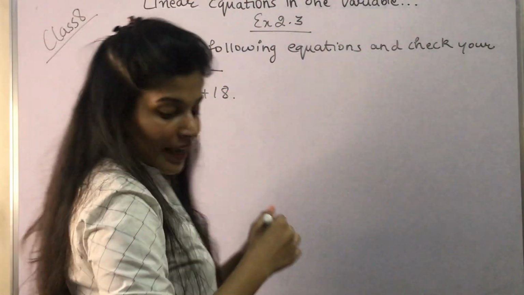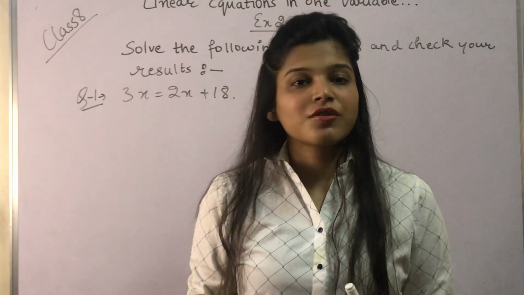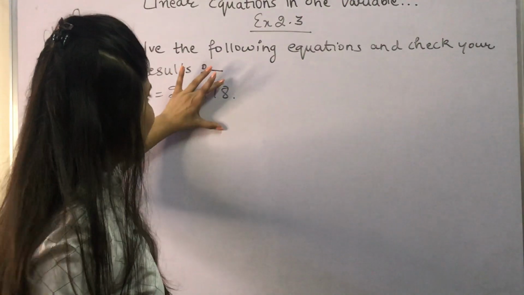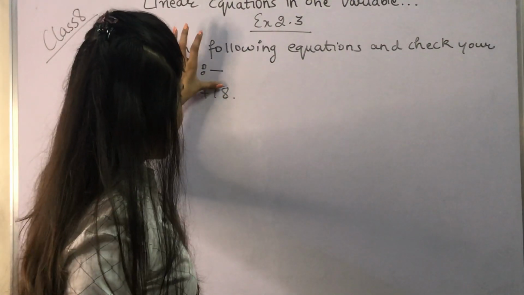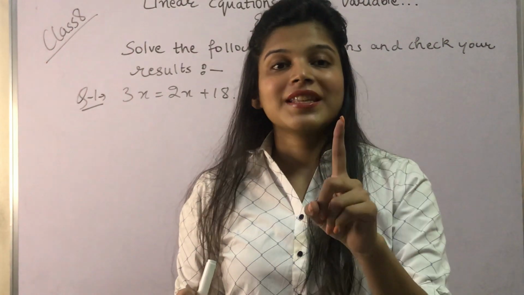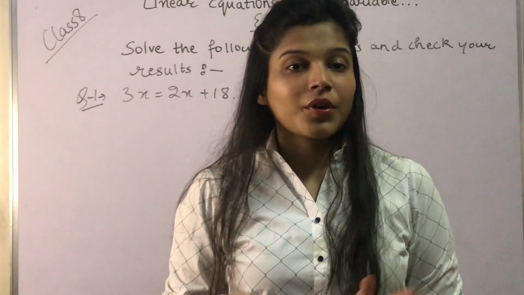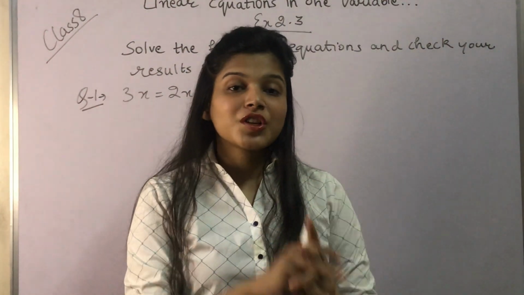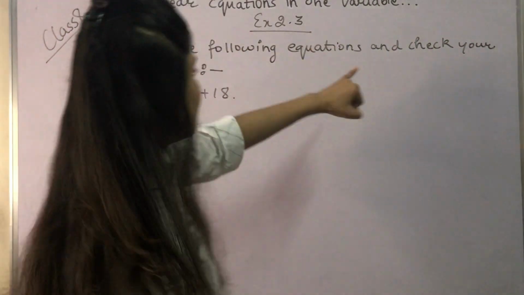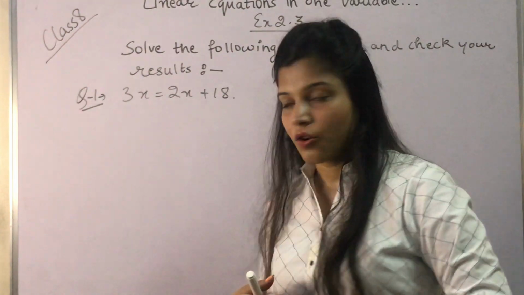So children, in these questions, the variable is on both sides of the equation, LHS also and RHS also. In exercise 2.1, we solved the equations in which the variable was only on one side. But in these questions, the variable is on both sides. So we need to transpose it to one side. Now let's see how. And also we have to check the result. Let's see how we will check the result also.